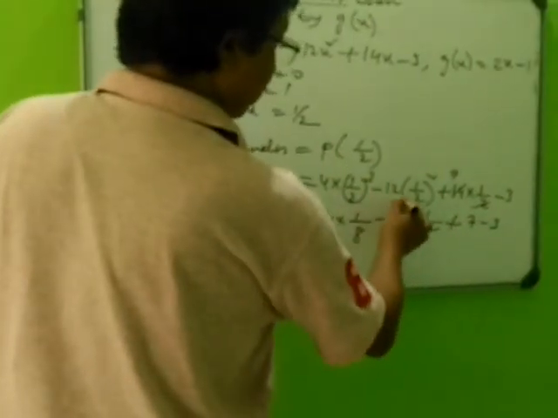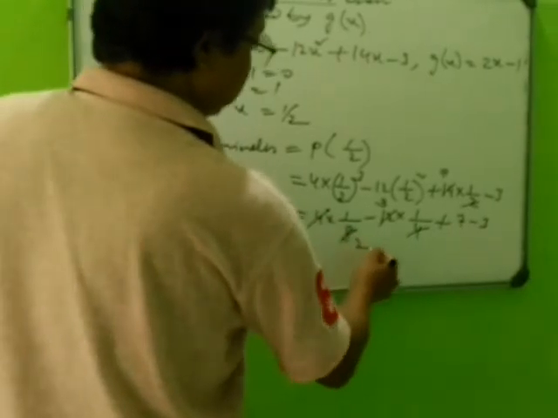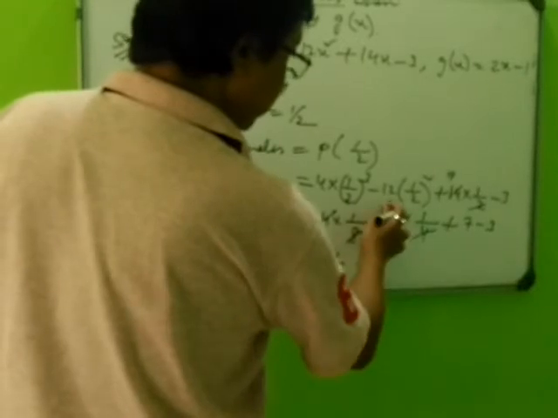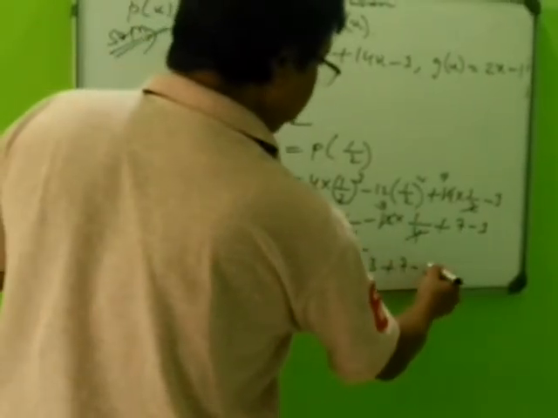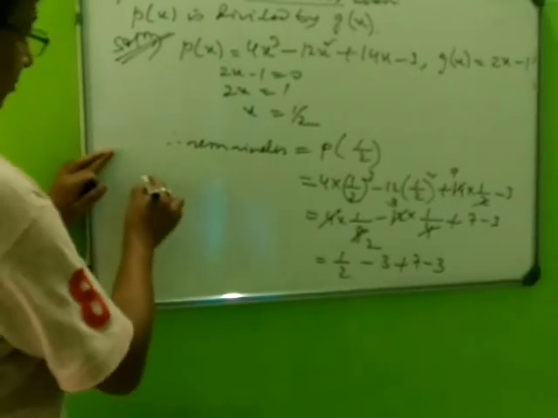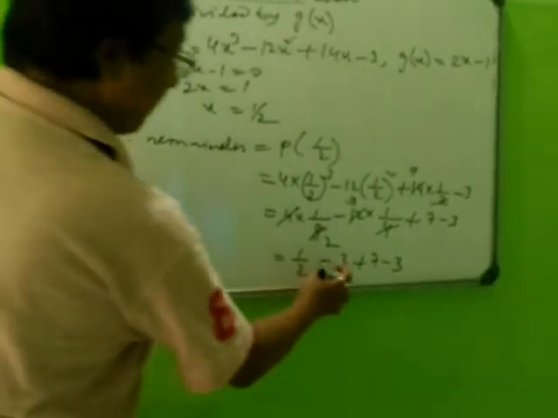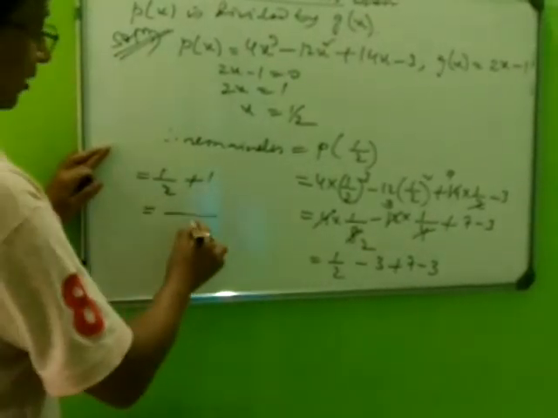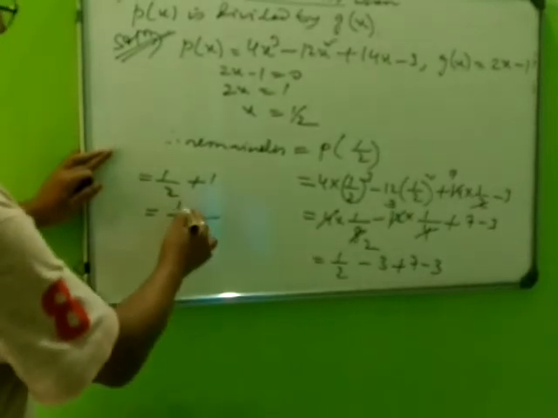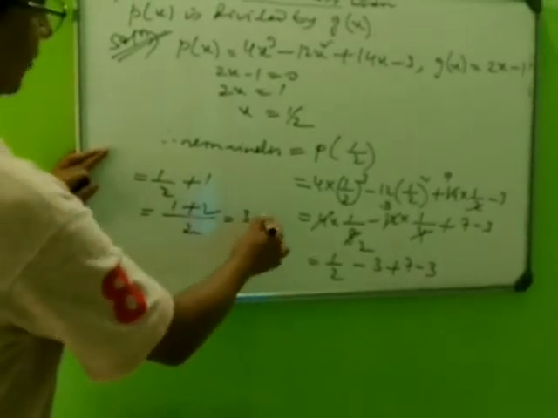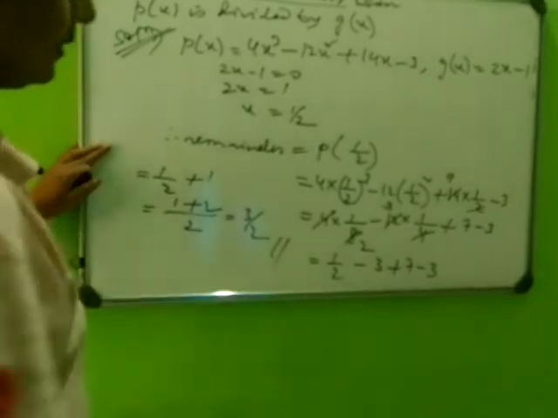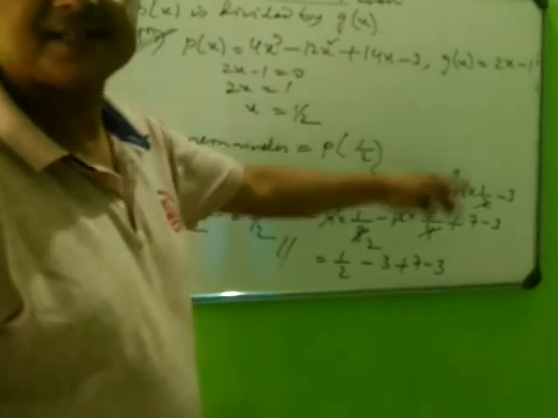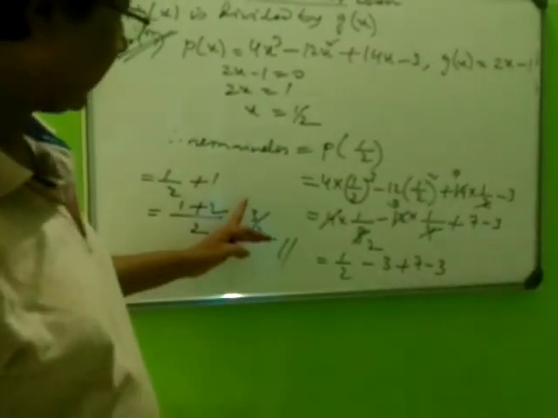So now you cancel it. 4 3s are 12, 4 2s are 8. So 1 by 2 minus 3 plus 7 minus 3 equals 1 by 2 minus 6 plus 7, which is plus 1. LCM will be 2. So it will be 1 plus 2, you will get 3 by 2. So your remainder is 3 by 2. Also, if you divide this p of x by g of x using the long division process, you will get exactly 3 by 2.